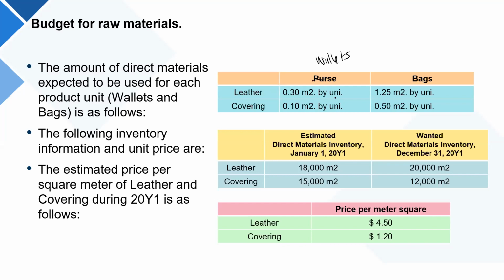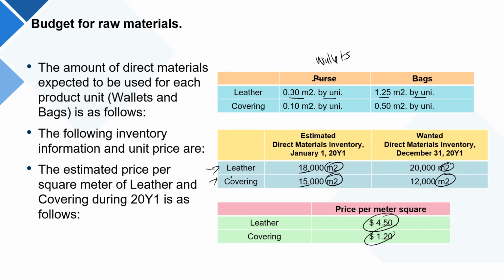I need leather and covering. I need this amount per unit and this amount per unit. And then I have my estimated inventories in units, which is square meters here. And I have the price per square meter of each of my raw materials, okay? So just think about this as product A, B, and raw material A, B, and C. I have 2 here only.